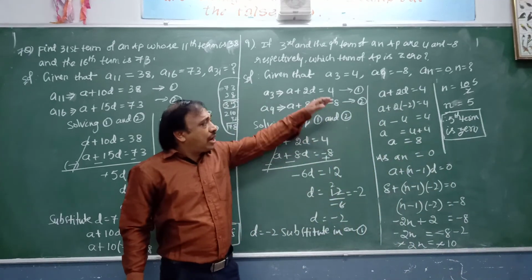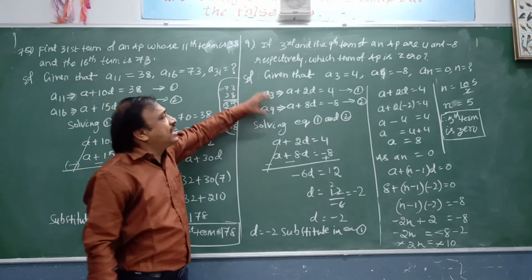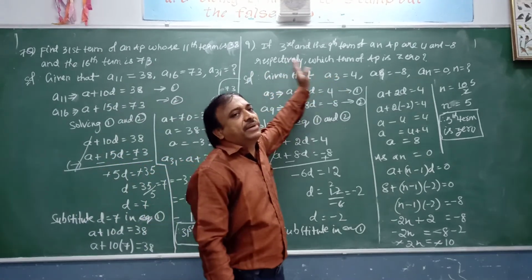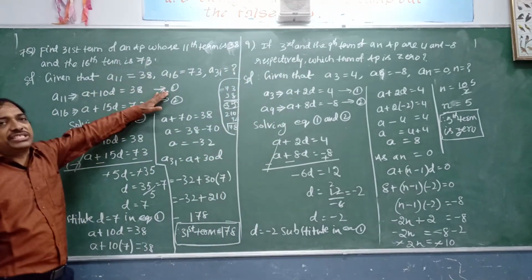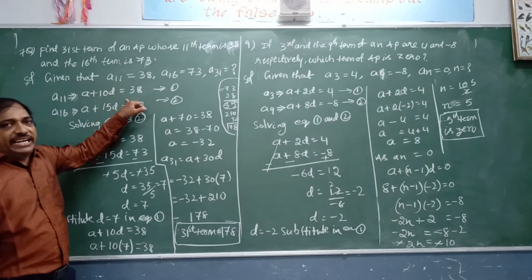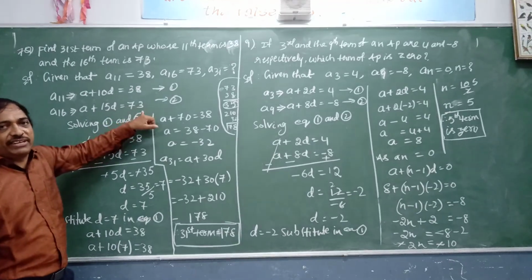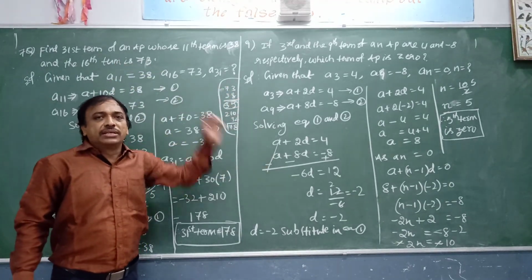I hope you understood how to substitute, how to solve the equations, and how to get the equations from the given terms. If we give the third term, sixth term, seventh term or 16th term, this is how to make the equations. As we know, A11 is A plus 10D and A16 is A plus 15D, which is 73. In a similar way, when you get this type of question, you have to solve it.